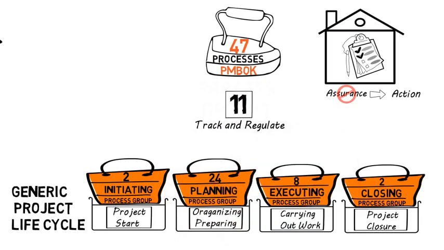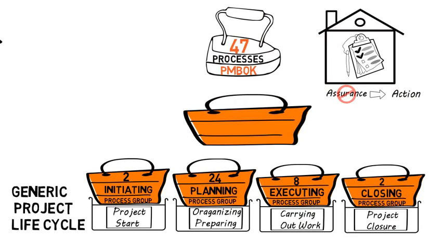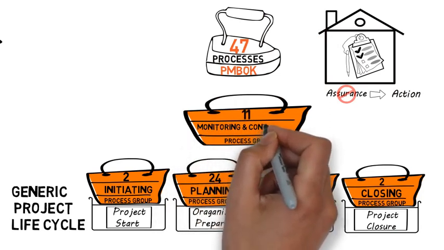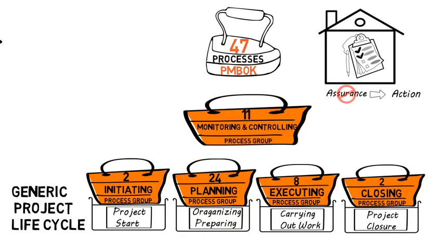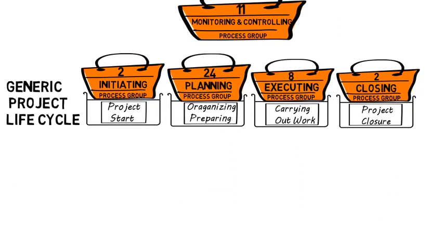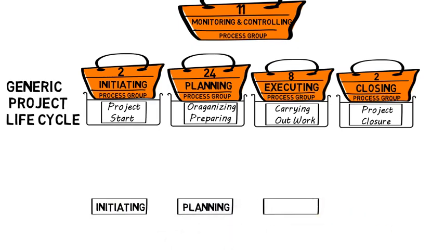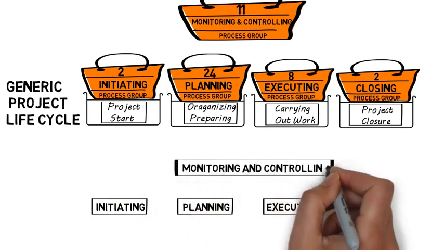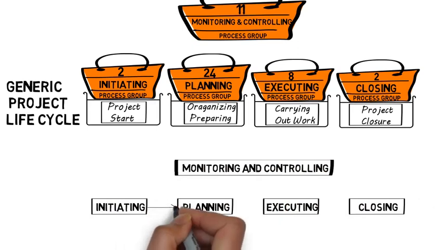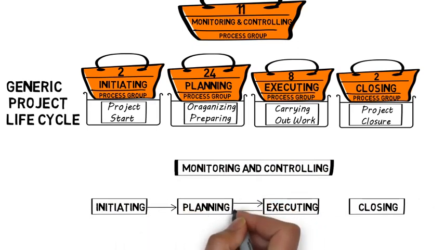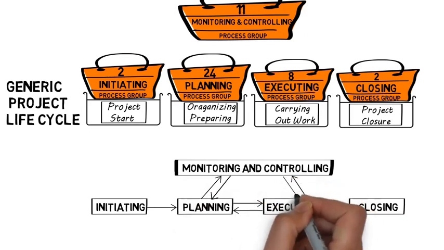On the same line, PMBOK has added 11 processes to track and regulate the progress of the project. Let me grab a bucket now. These 11 processes are grouped into the Monitoring and Controlling Process Group. If I draw a schematic of project management process groups, starting from initiating, planning, executing, monitoring and controlling, and finally closing, let me also show the interactions amongst the project management process groups through arrows.